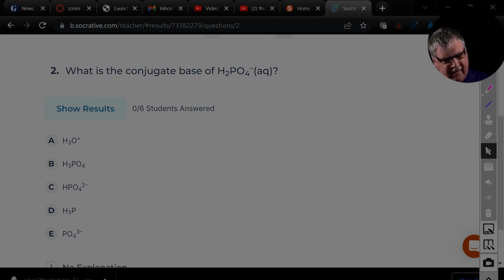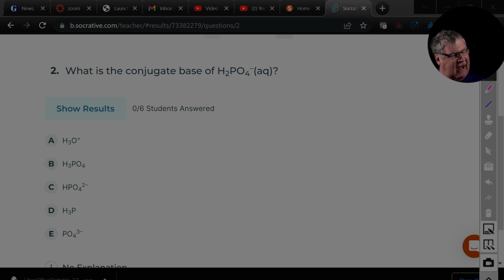Okay, next question. What's the conjugate base of this anion? And think about how we defined that before. What makes a conjugate base or a conjugate acid?